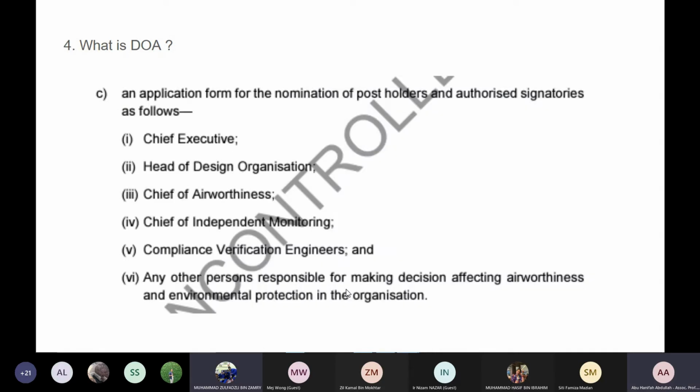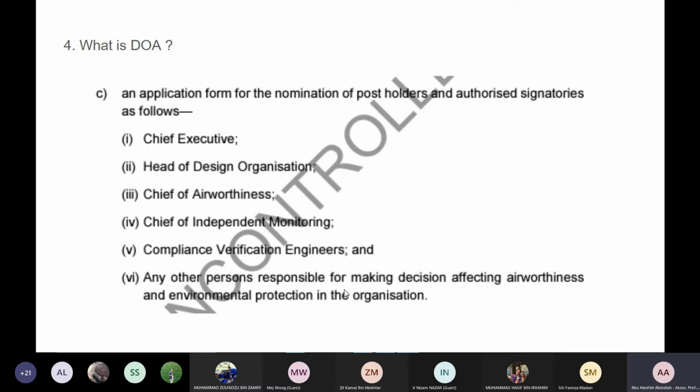So how to be approved as a design organization? You must be a Sendirian Berhad company registered with the Registrar of Companies. Then the company should have post holders. The post holders will obviously include the chief of the organization, the head of the company, whether chief executive, GM or MD, whoever is the head of the company. Under him is the head of design organization, and then there will be three groups of people, which are airworthiness and independent monitoring.